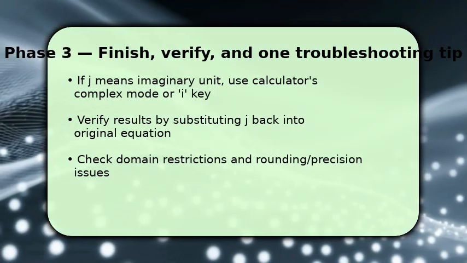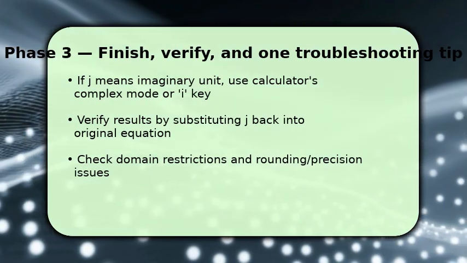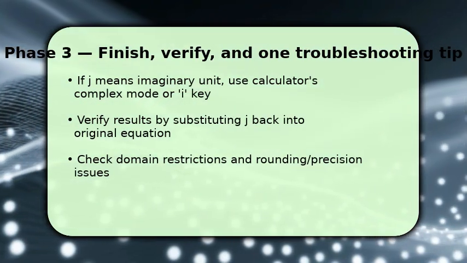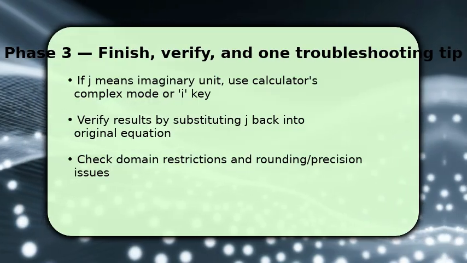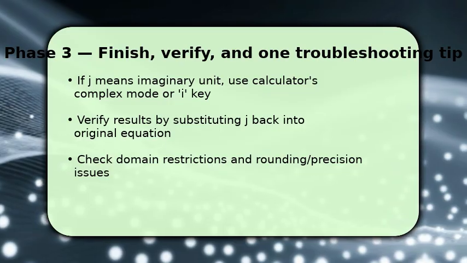You finish by addressing complex cases and checking your work. If J represents the imaginary unit, switch to complex or polar mode and use the calculator's I or J input. Some models use I only.